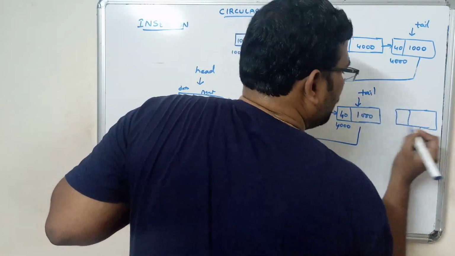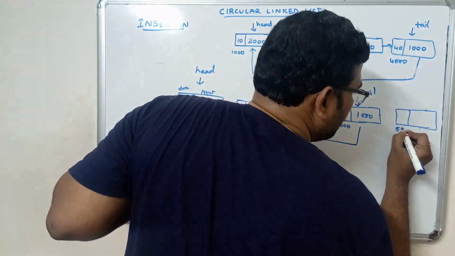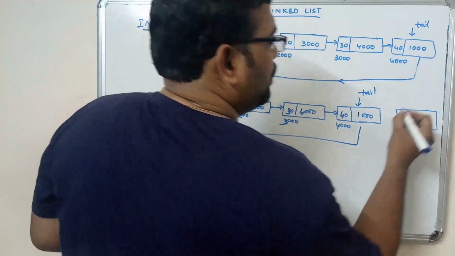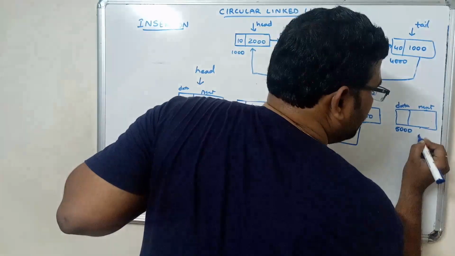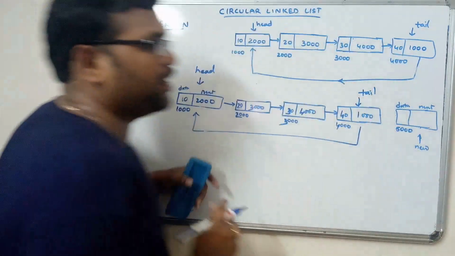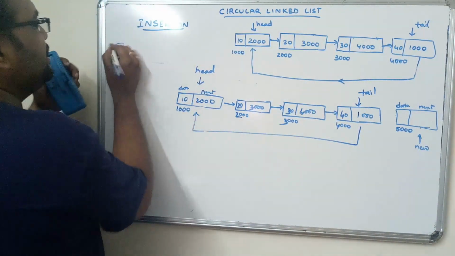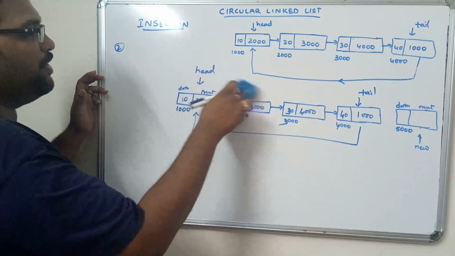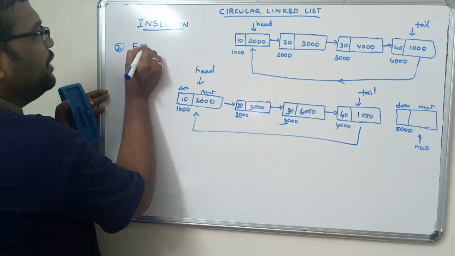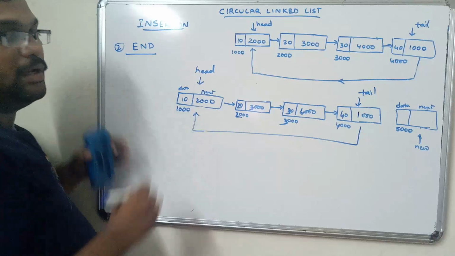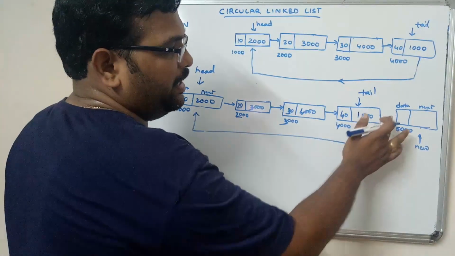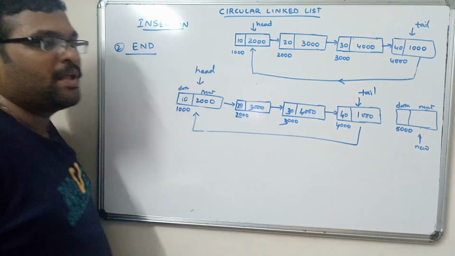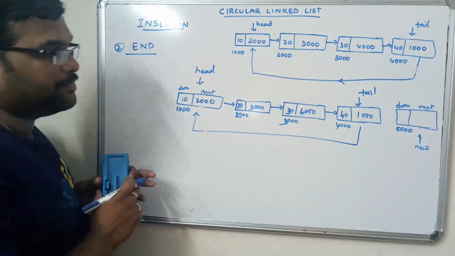This is the tail, and let it be 5000, and this is the data field, this is the next one, and this is the new, right? So second case, that is insertion of an element at the ending. So this is the output, and here we have to establish the link. Now let us check it out.